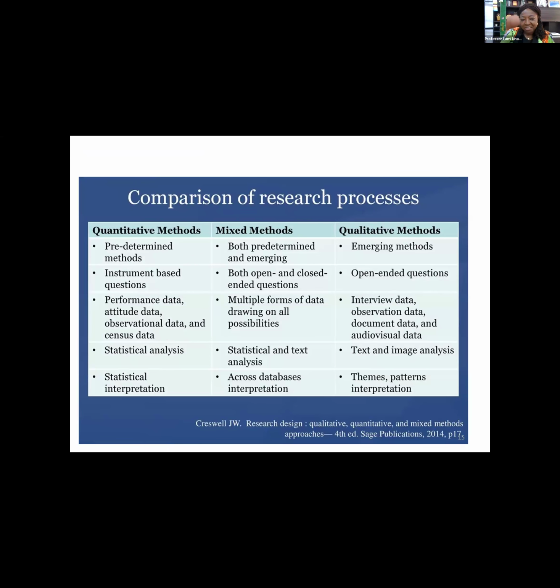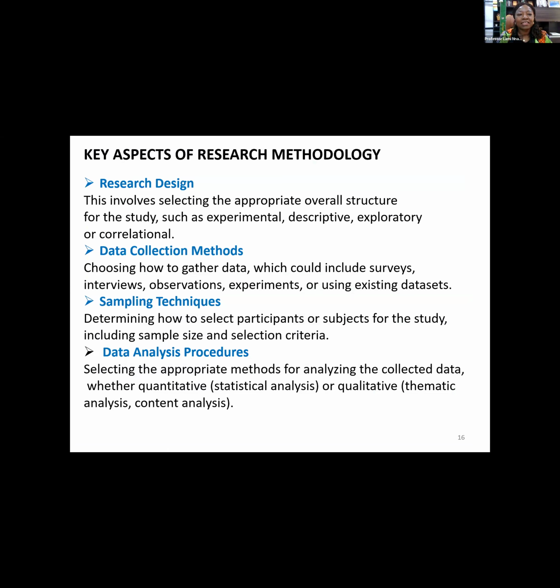I will soon stop talking and then we would have our presentations. So this table is simply a comparison of the research processes, okay? And so let's look at key aspects of research methodology.